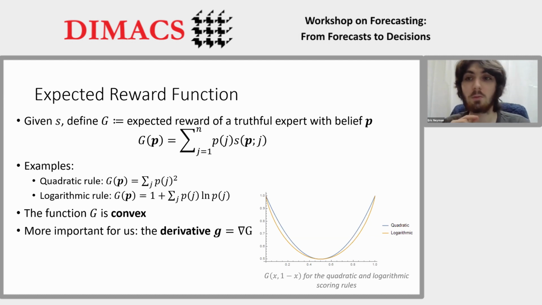And even more important than capital G for us will be its derivative, which we will denote lowercase g. Or in higher dimensions, that would be the gradient. And so what little g measures is how the expected reward of a truthful expert varies locally with their belief. So little g is just the derivative of capital G.